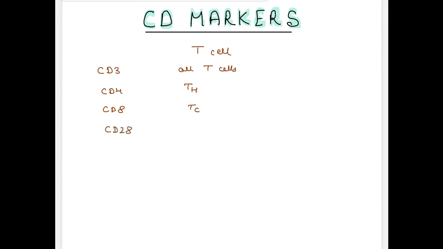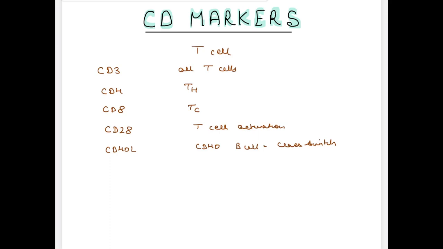CD28, this helps in signaling the pathway for T cell activation. CD40 ligand, this binds with the B cells, helps in class switching. So it binds to the ligand of CD40, the B cells, for class switching. Also, you can refer to my previous video for this detailed topic.